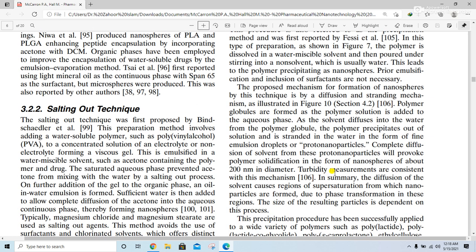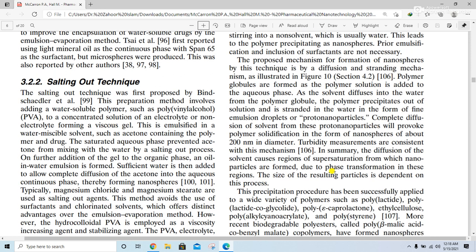The turbidity measurements are consistent with this mechanism. So in summary, the diffusion of the solvent causes regions of supersaturation from which the nanoparticles are formed due to phase transition in these regions. The size of the resulting particle is dependent on this process.